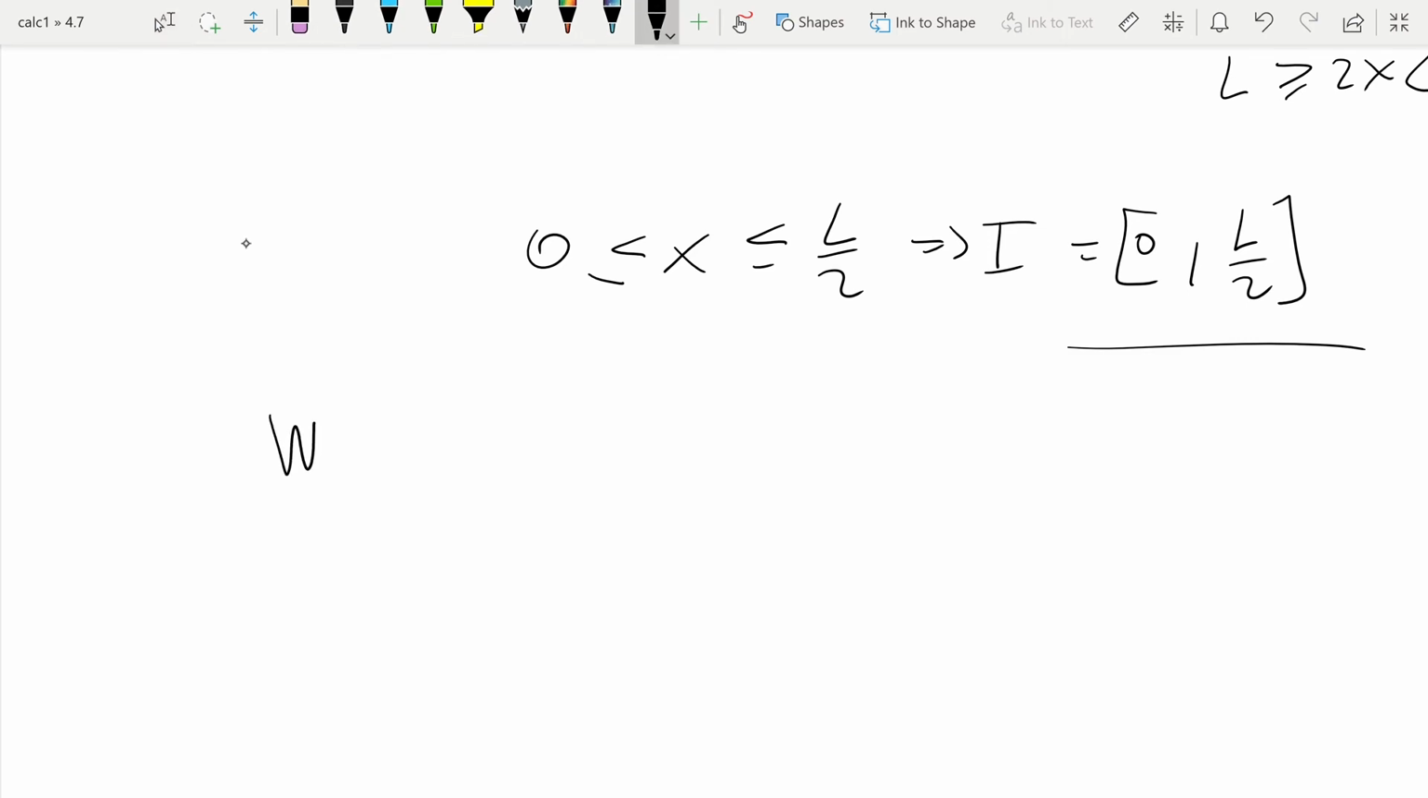So now we turn to the optimization problem.